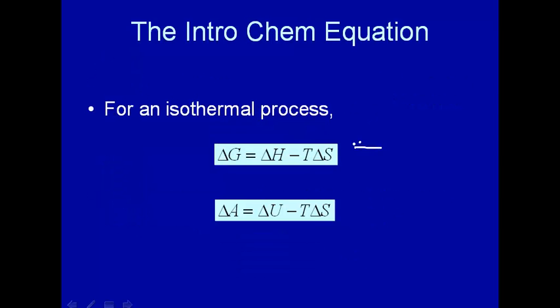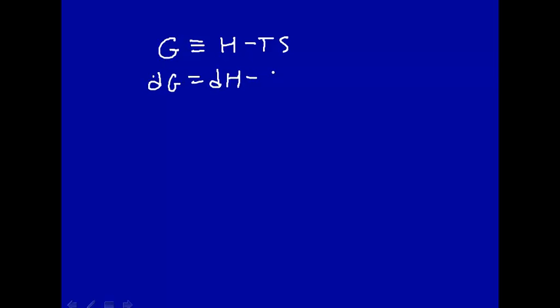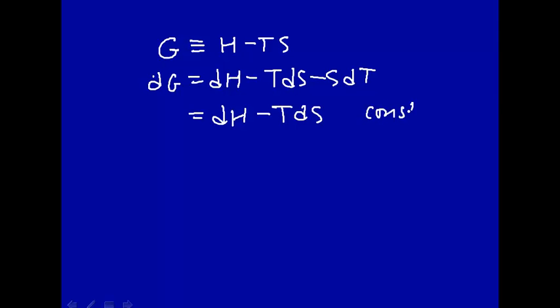Now here, this is the equation you've encountered in introductory chemistry. Delta G is delta H minus T delta S. We can understand that in a little more depth here. Let's do that. So we have G is defined as H minus TS. So that dG is dH minus TdS minus SdT, and that's equal to dH minus TdS at constant temperature. At constant temperature, this goes to 0.